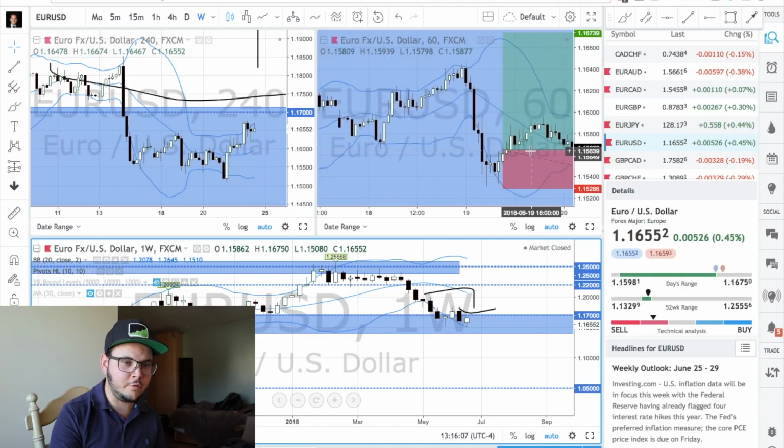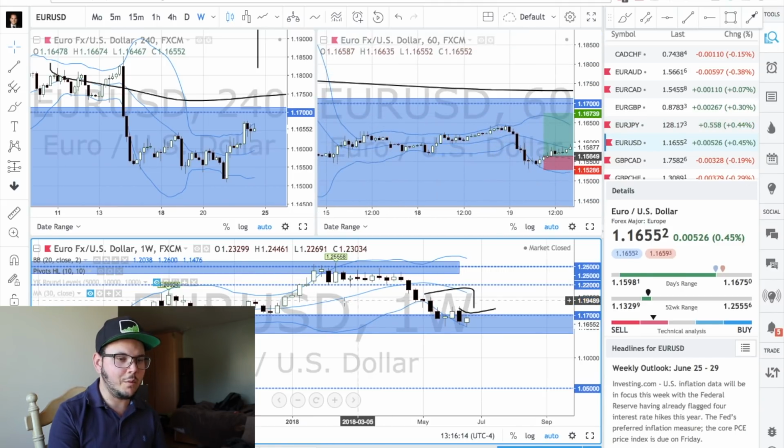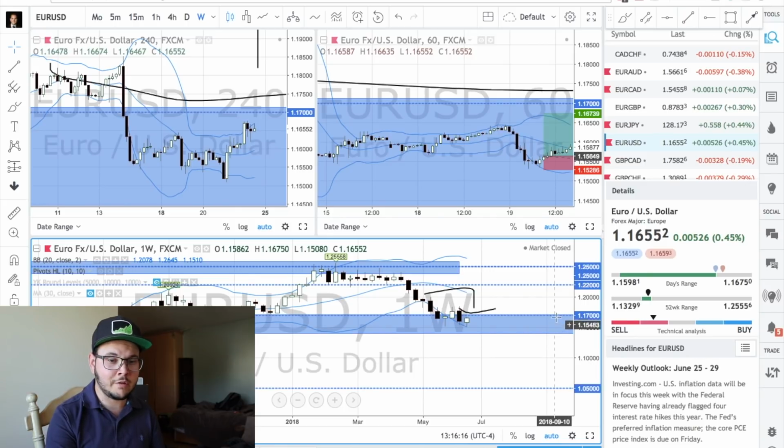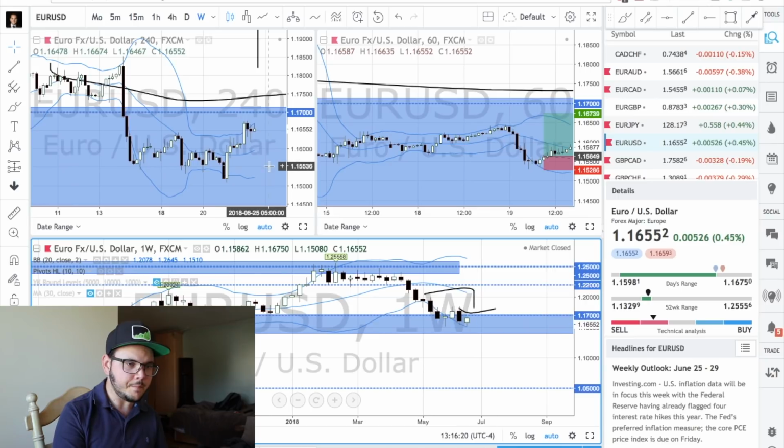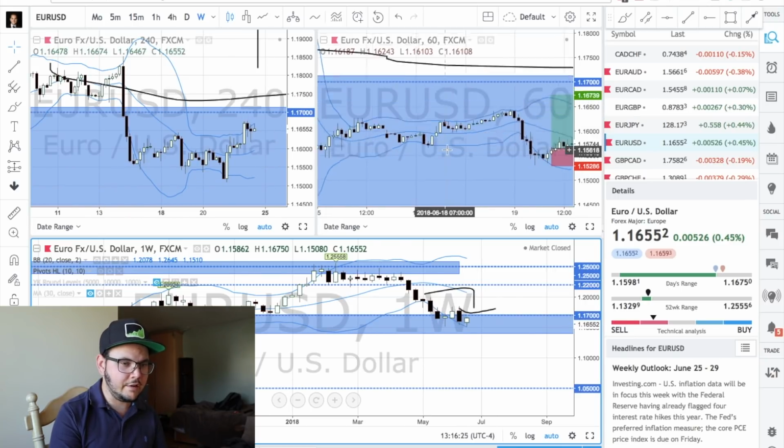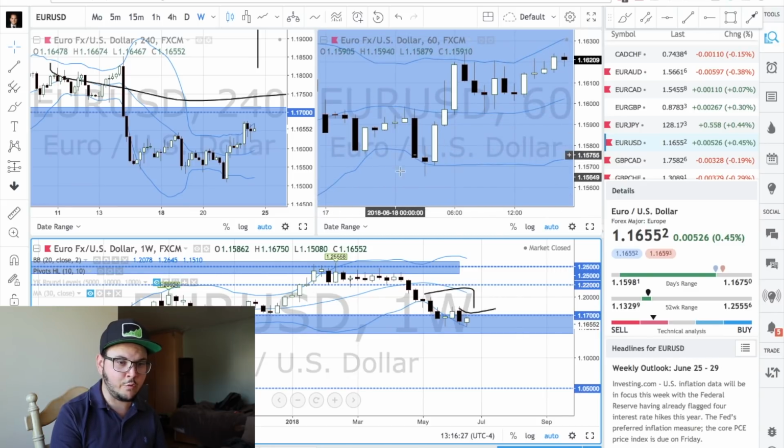Euro/USD. Kind of missed a few setups on the pair this past week. We were talking before that this pair was between 1.17 and 1.14, a pretty good support area. Now, in the past, price went down, touched the zone, and here's where we had a few setups.